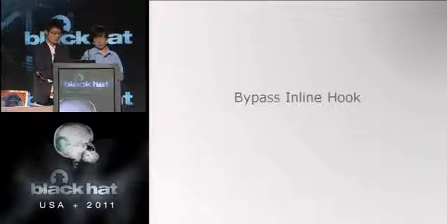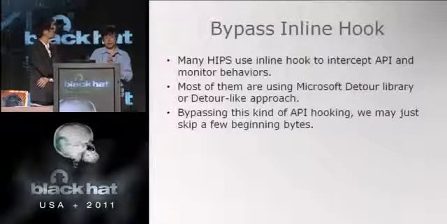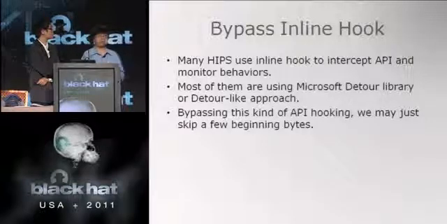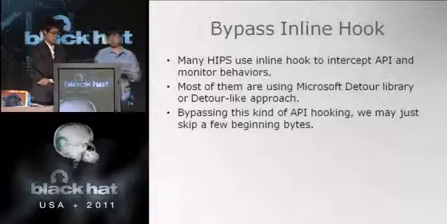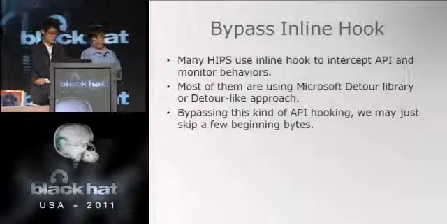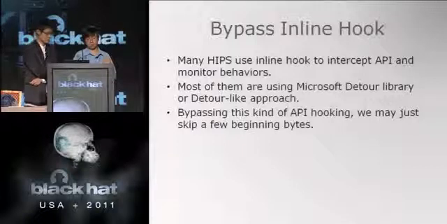Okay, so the first trick, bypass inline hook. Many host IPS use inline hook to intercept API and monitor behaviors. And most of them are using Microsoft Detour library or Detour-like approach. To bypass this kind of API hooking, we may just skip a few beginning bytes.